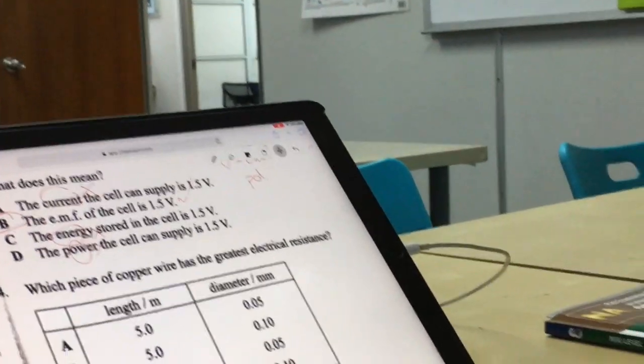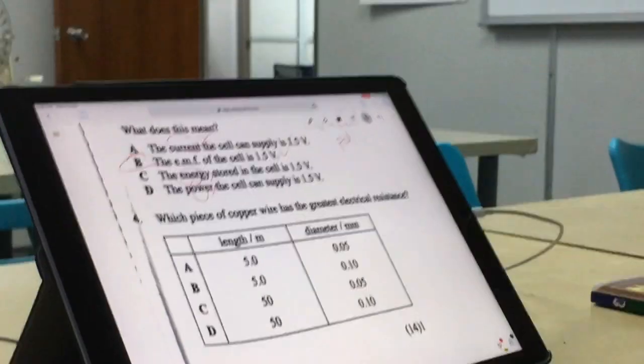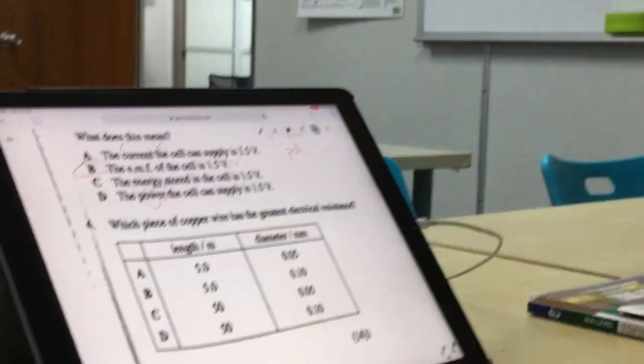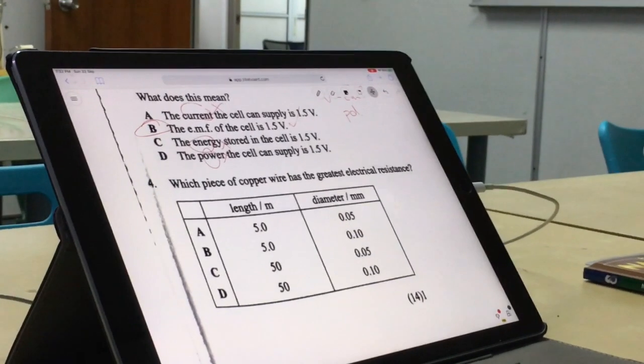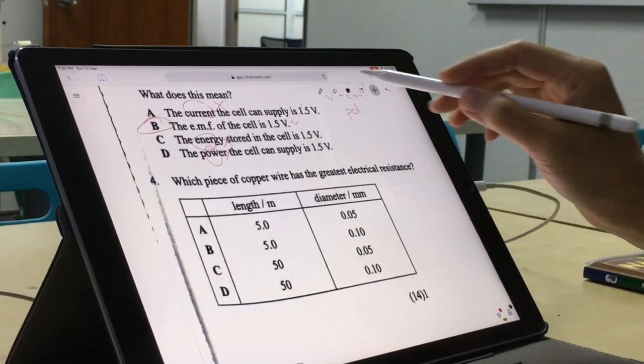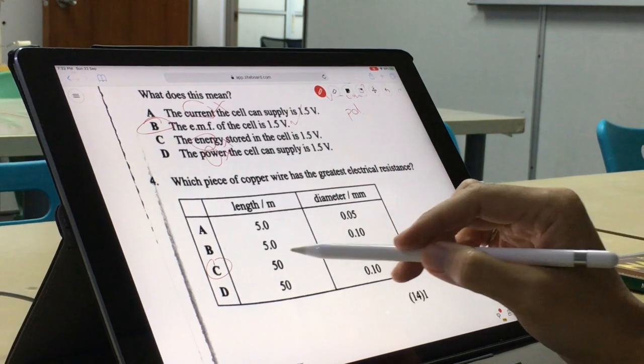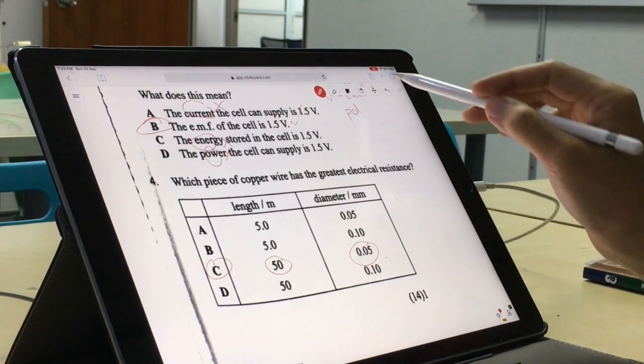Okay, next one. Which piece of copper wire has the greatest electrical resistance? So remember, can you tell me which one is it? Give it a try. The longer one and the thinner one. Yeah, longer. So answer C. Long and thin. Okay, very good.